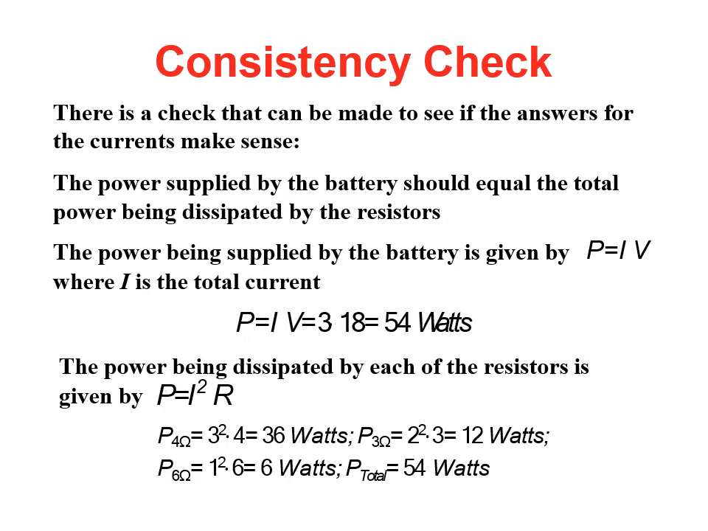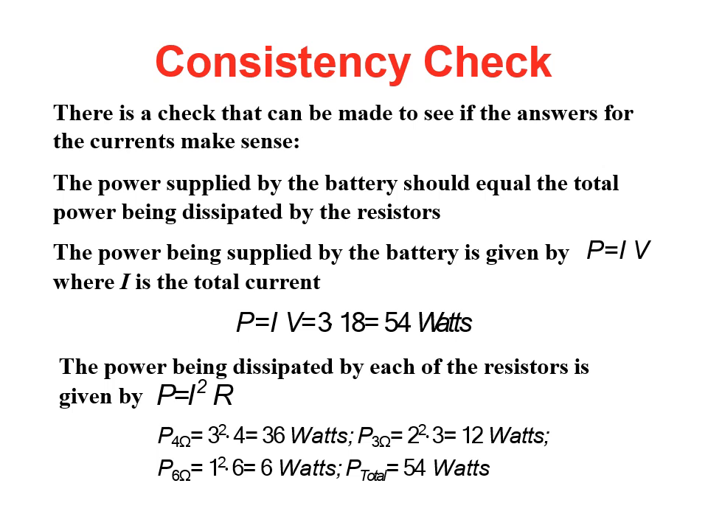There's a check that can be made to see if the answers for the currents make sense. The power supplied by the battery should be equal to the total power being dissipated by the resistors. The power supplied by the battery is given by P equals IV, where I is the total current. So I is equal to 3, and the supplied voltage is 18, so 3 times 18 gives us 54 watts.